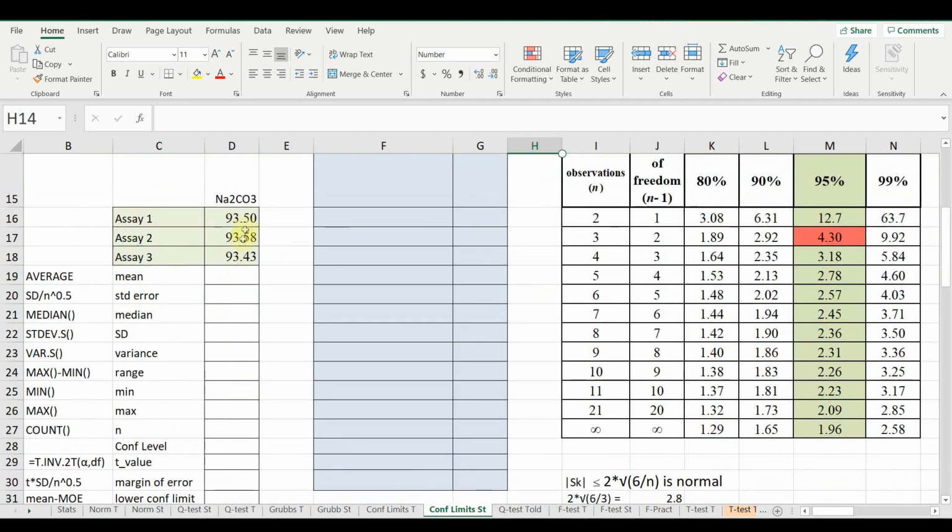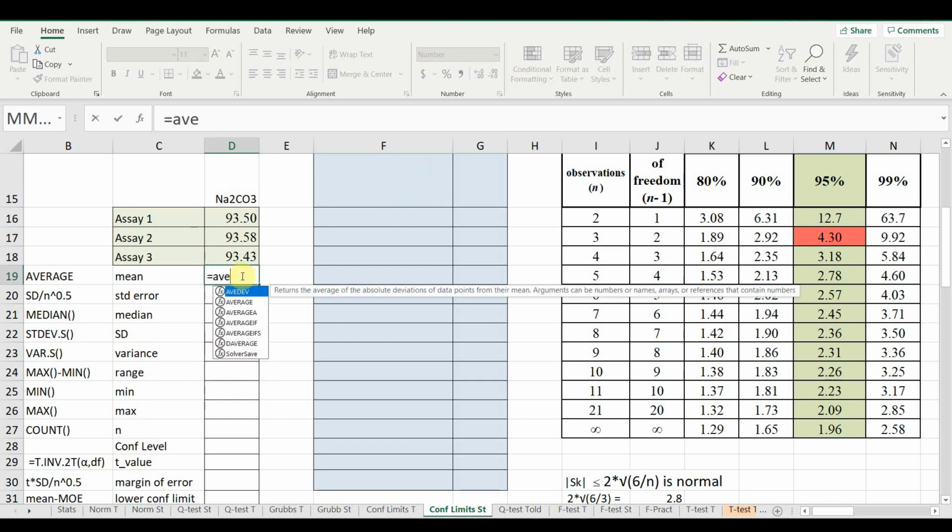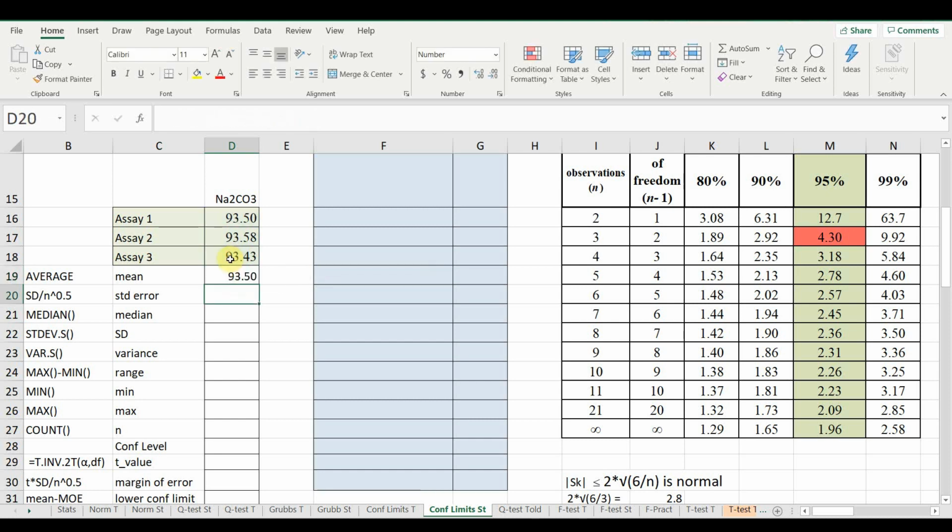I have the data here in column D. Let's work down this column. I will explain later why we're calculating some of these particular values. So we want the mean. That's simply the average function, equals AVERAGE, tab to select, scroll over the arguments and enter. 93.50 is the average.